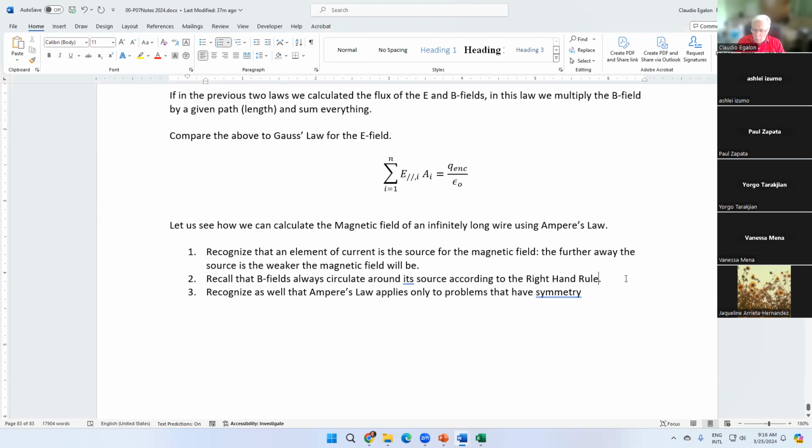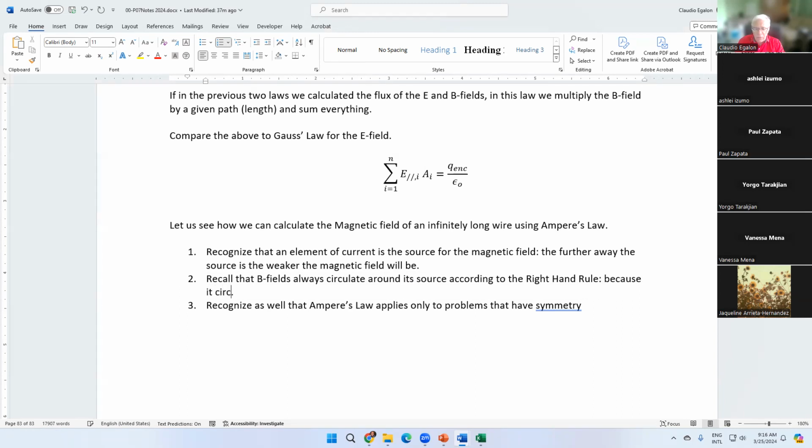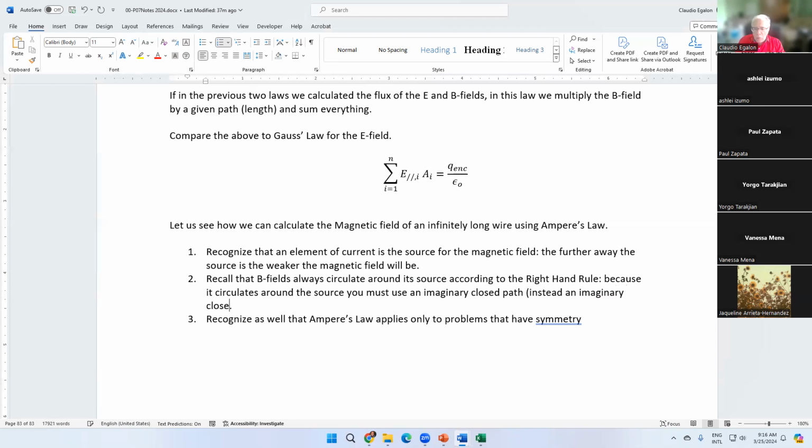Okay. Oh, one more thing. Because it circulates around the source, you must use an imaginary closed path instead of an imaginary closed surface to determine its field. Okay. And recognize as well that Ampere's law applies only to problems that have symmetry, just like Gauss's law for electricity. Okay.